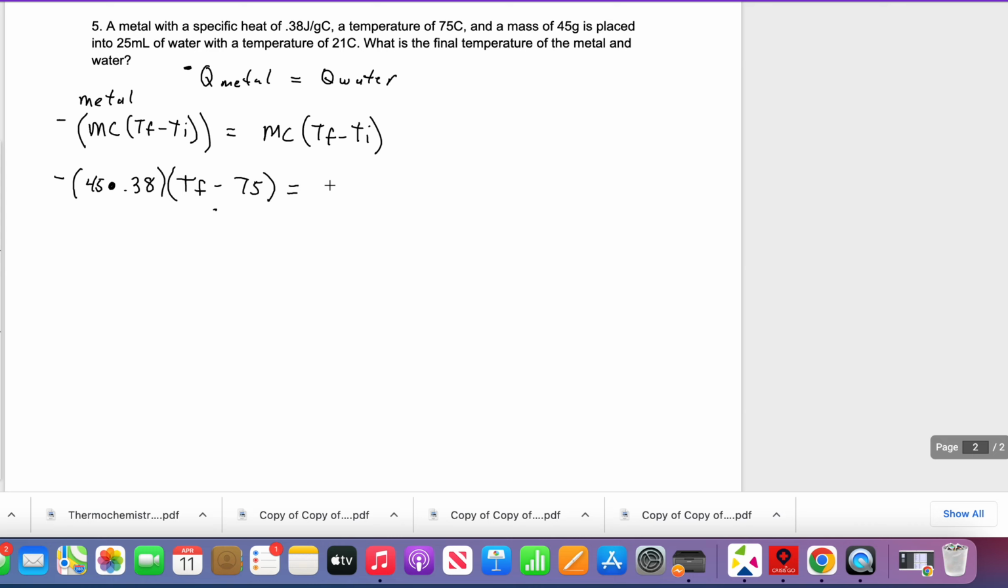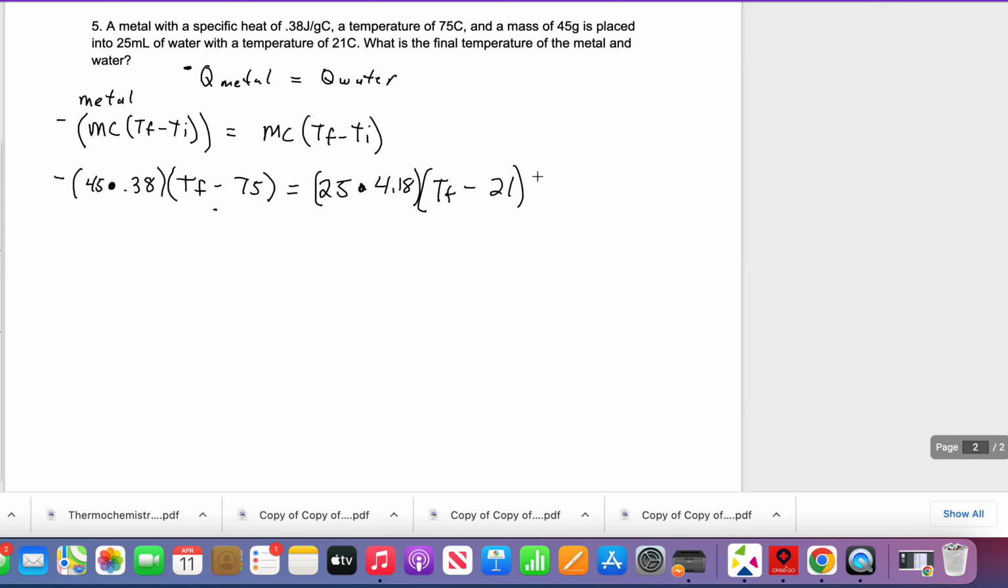That's going to equal the mass of the water, which is 25 milliliters, so that's 25 grams, times the specific heat of water, which is 4.18, times TF. We don't know what that is because the water and the metal will have the same final temperature. Okay, and the initial temperature is 21.